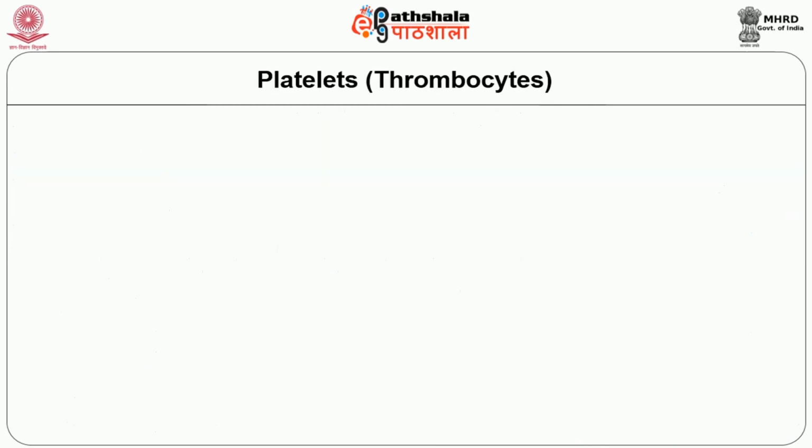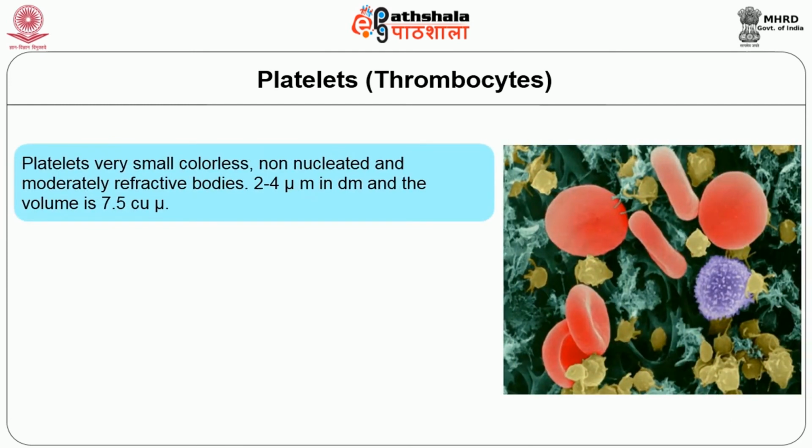Now coming to the third cellular component, the platelets or the thrombocytes. Platelets are very small, colorless, non-nucleated and moderately refractive bodies. They are 2 to 4 micrometers in diameter and the volume is 7.5 cubic microns. They are derived from the fragments of cytoplasm of megakaryocytes.